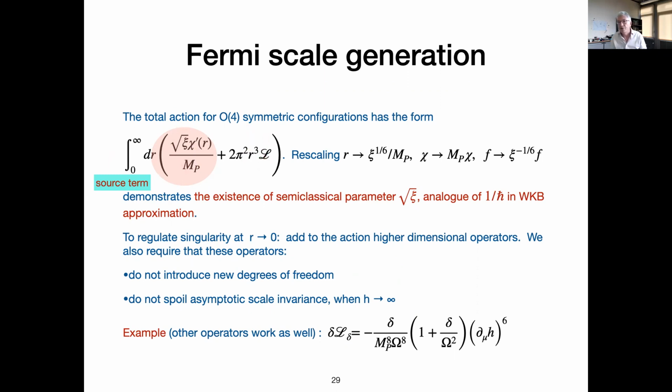You can find a rescaling of different fields, which takes away the factor square root of psi out of this integral, and everything else inside doesn't depend on parameter psi. So that tells you that indeed there is a semi-classical configuration. And that's it, okay?